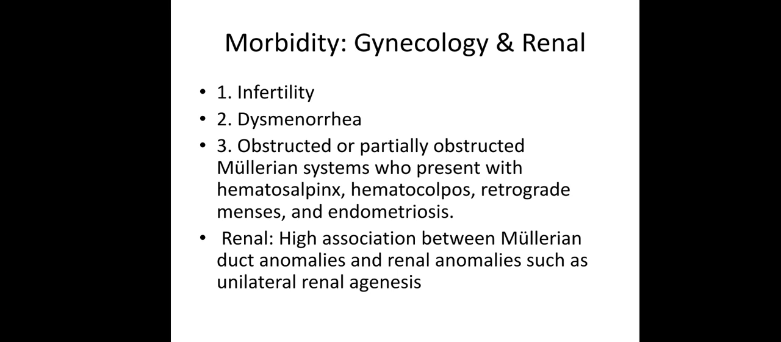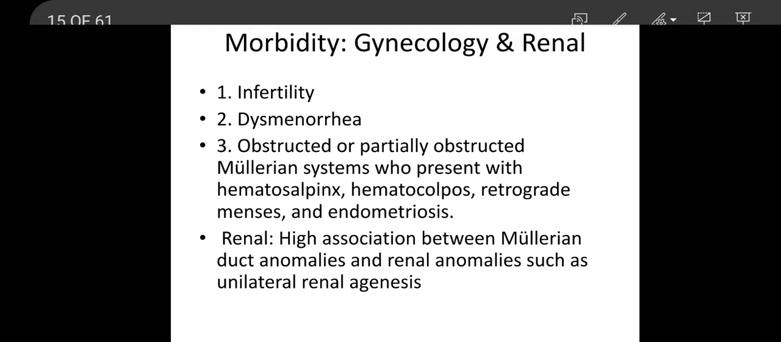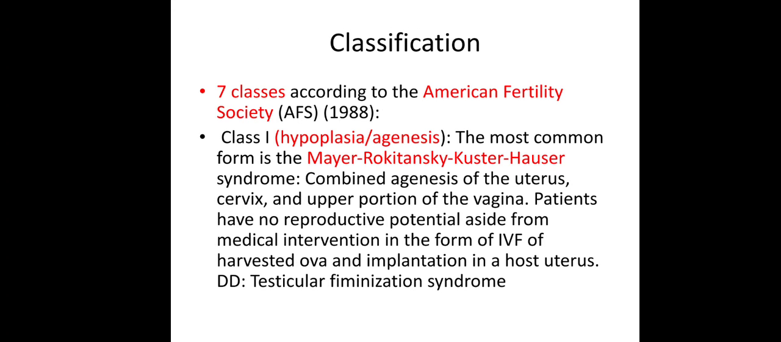Now, renal anomalies, because both the systems develop in close relation with each other. There is a high association between Mullerian duct anomalies and renal anomalies, like unilateral renal agenesis. Now, classification: the most popular is the American Fertility Society classification. There are 7 classes. In the beginning, we talked about the 3 phases of development: one is organogenesis, second is fusion, and third is the resorption of the septum.